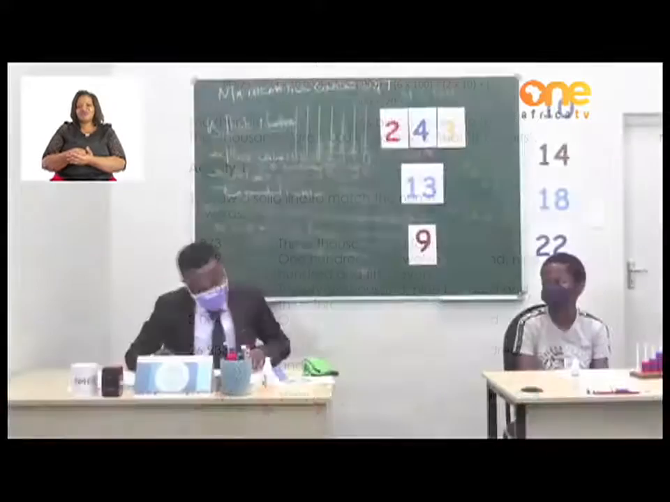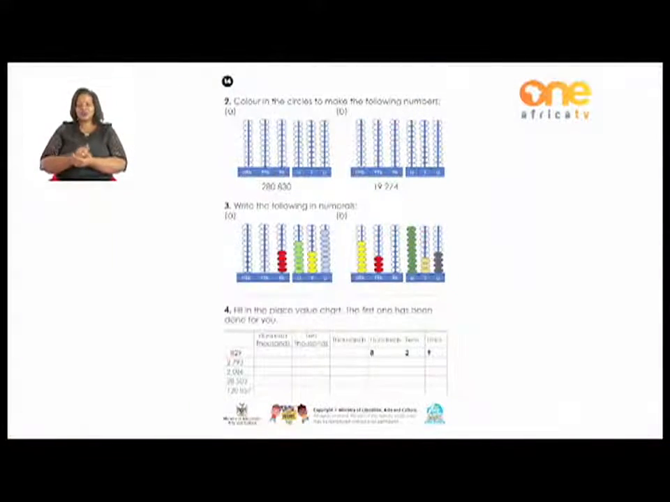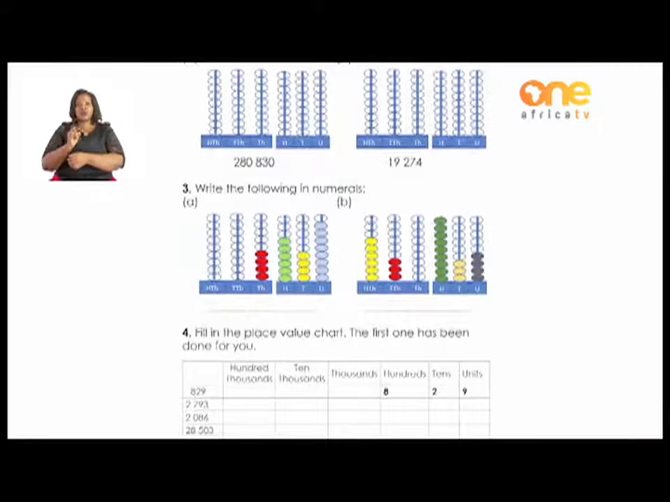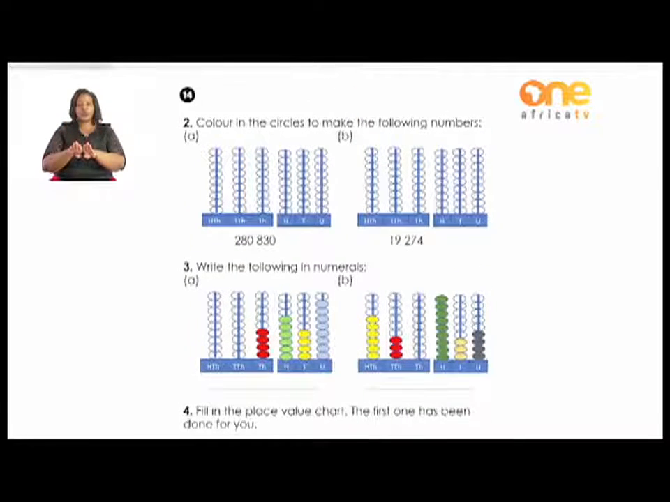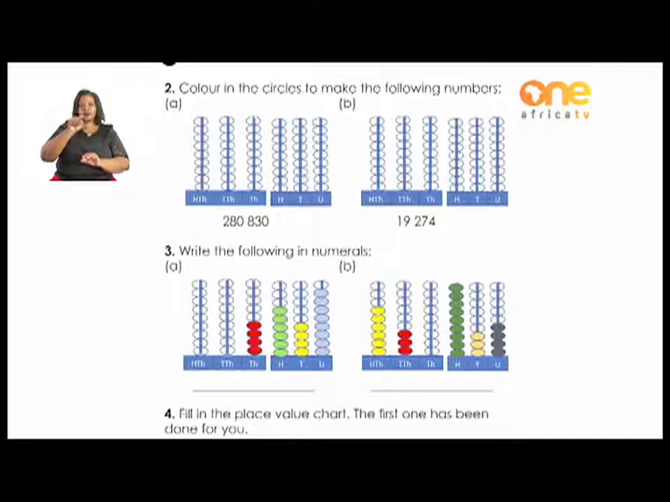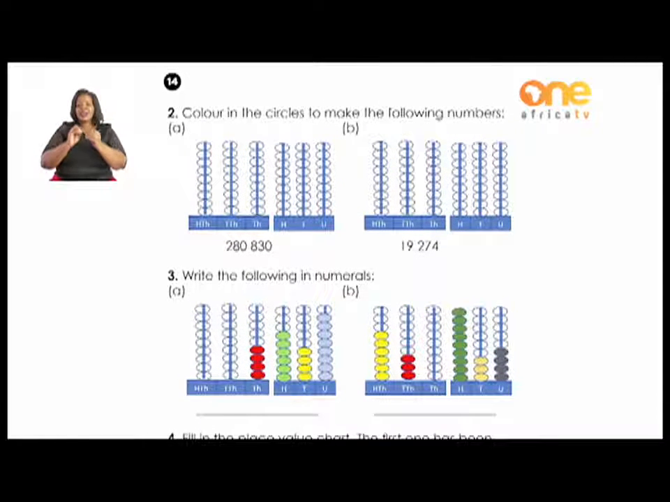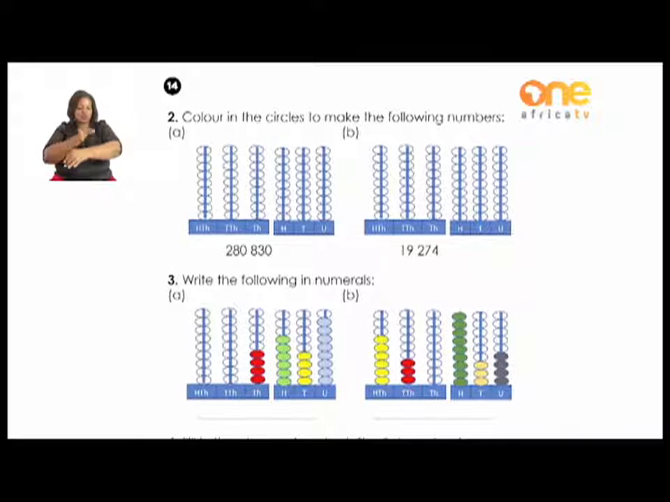And then we proceed to page 14, where number 2 is there. So there are abacus which are drawn. So what you have to do is, you must color in the circles to make the following numbers. The numbers are written at the bottom of each abacus. All you have to do is just to color.